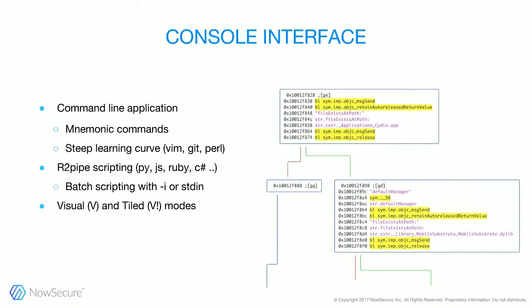It is possible to automate and script different actions by using R2Pipe, which is available for many programming languages, like Python, Node.js, Ruby, etc. There is also a visual and tiled panels mode, which lets users interact with keystrokes instead of having to remember commands. In this screenshot, you can see the graph view.